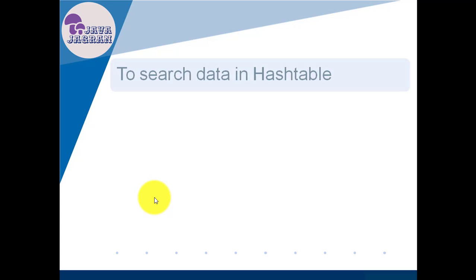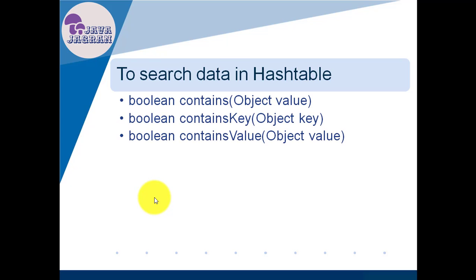Apart from that, there are some methods for searching data. If you want to search data in the hash table, there are methods like containsKey and contains value. Contains and containsValue are both the same kind of method; both are used for values. If you want to know whether some value exists in the hash table or not, we call either contains or containsValue. It will go and search all the values, and if any value matches the given value, it returns true, else it returns false.